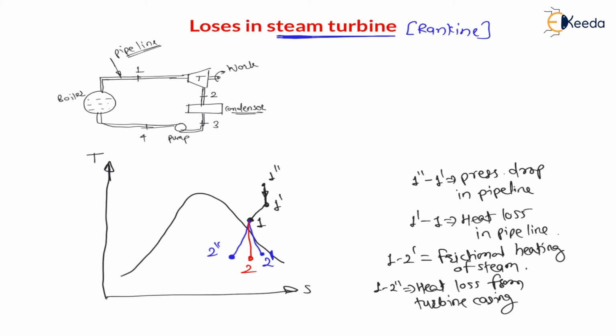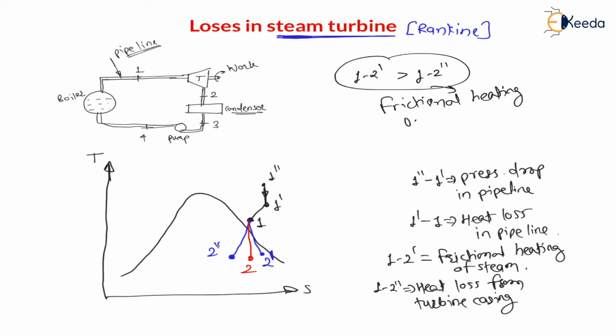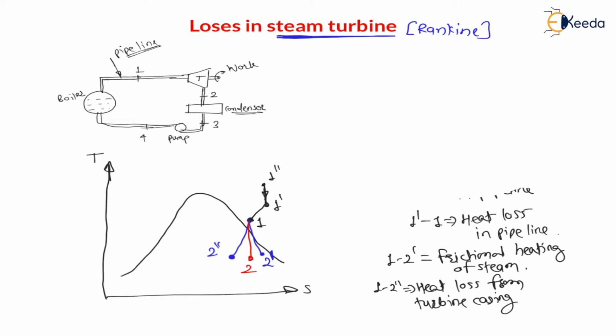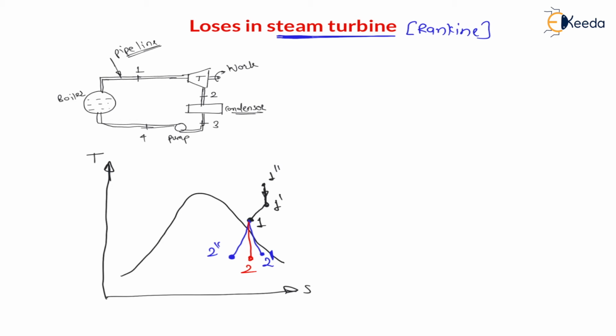Now, but generally for this turbine, this frictional heating is more than heat loss from the turbine casing. 1 to 2 dash is more than 1 to 2 double dash. Therefore the net result will be frictional heating of steam. Hence, as there is a net effect of frictional heating of steam, there will be a concept of turbine efficiency.